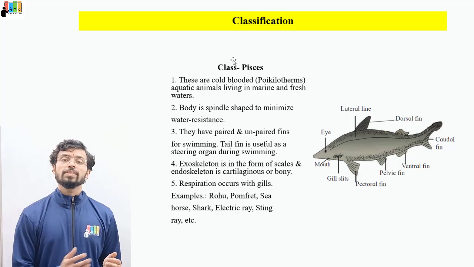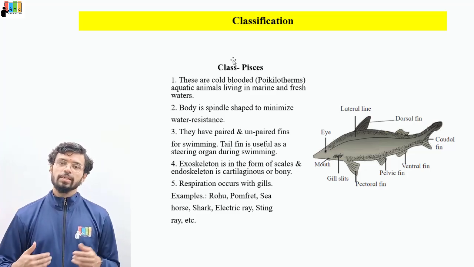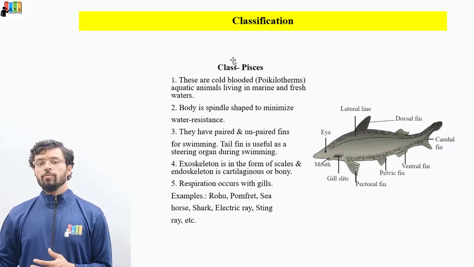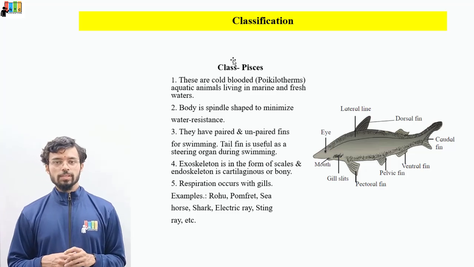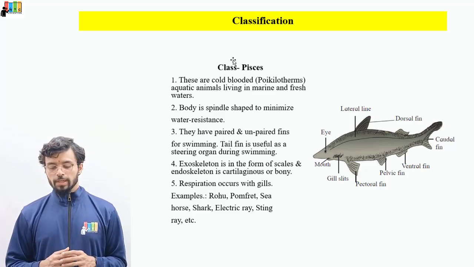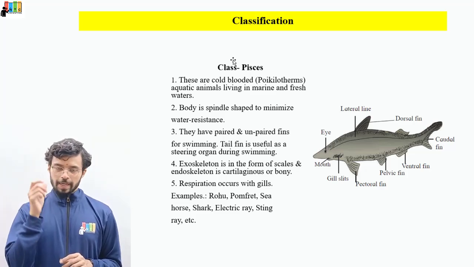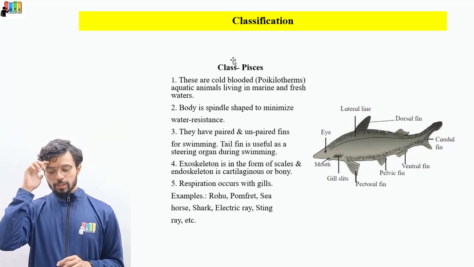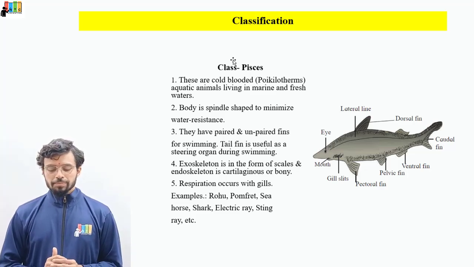That is why you have this catch that the fishermen have, because they catch the fish usually during spawning, that is when they breed or when they migrate from one place to the other. So their body is spindle shaped to minimize water resistance because they have to locomote in water. Then they have paired or unpaired fins. So the dorsal fin, for example, is unpaired, but the pelvic and ventral fins could be paired. Pectoral fins usually by default are paired.